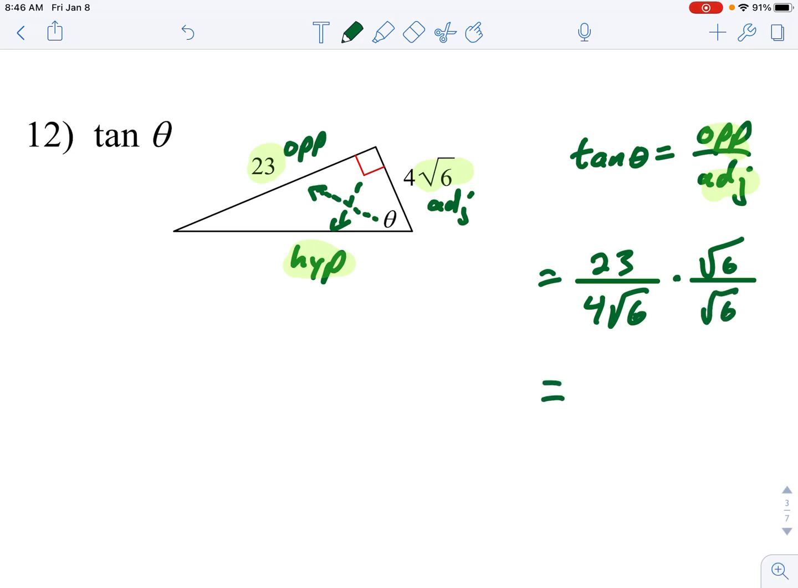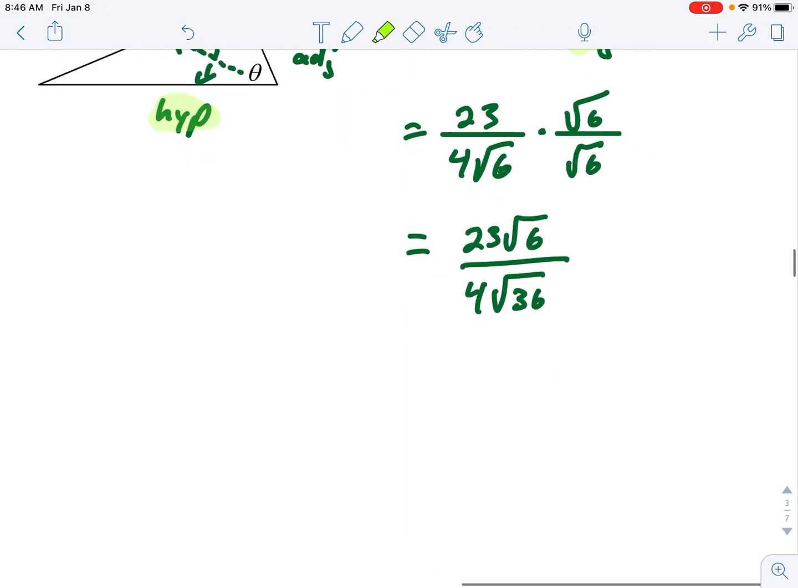Top times top, that's 23 times the square root of 6 is just 23 square root of 6. Bottom times bottom, 4 times square root of 6 times 6 is 36. What is the square root of 36?